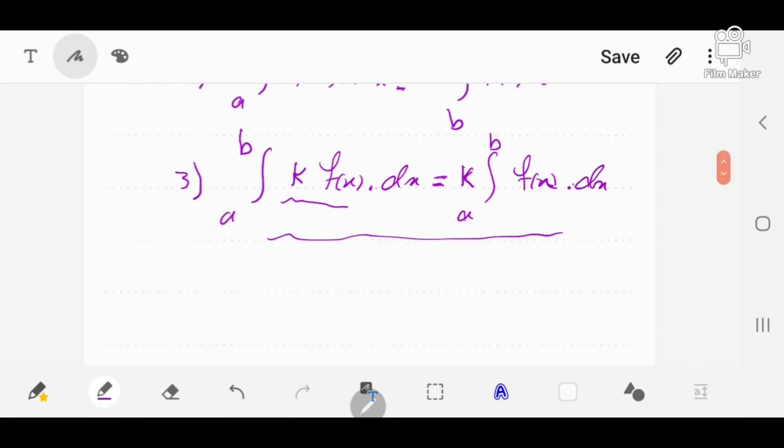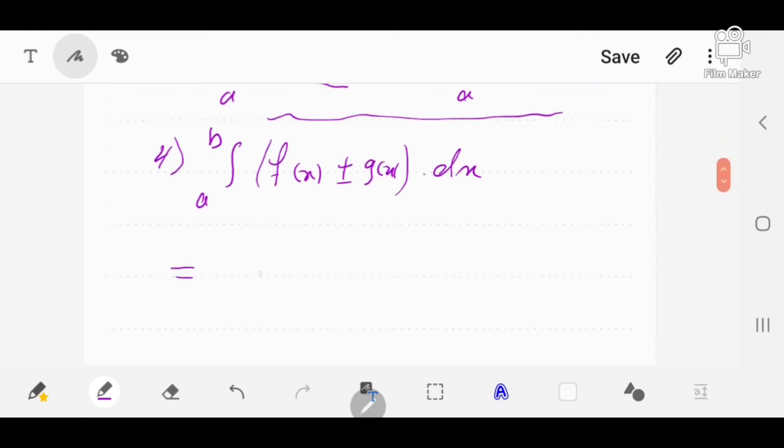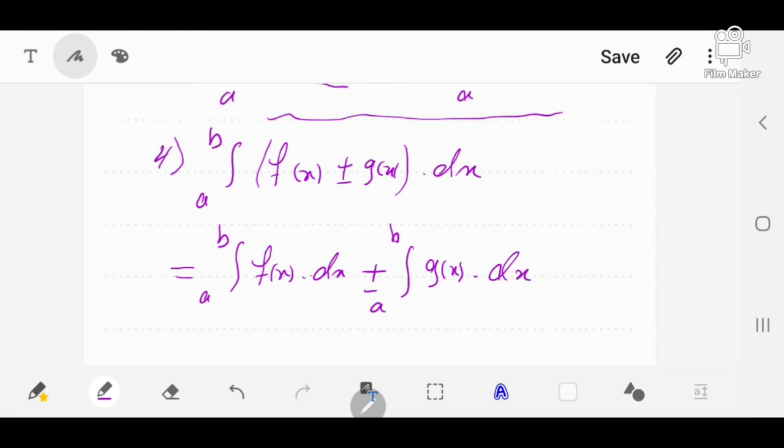And for the same reason that it is a limit, you can also apply it on addition and subtraction. So if you have f of x plus or minus g of x, then you can distribute the integration over addition and subtraction. So this will be the integration of f of x from a to b plus or minus, whatever the operation is, the integration from a to b of g of x dx. Is that all? Actually, no.